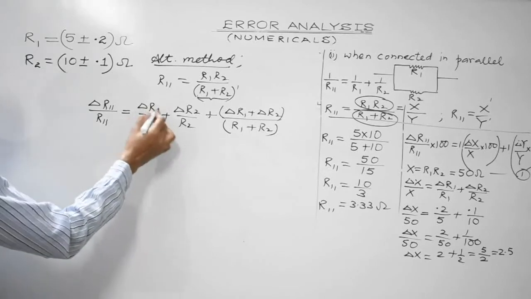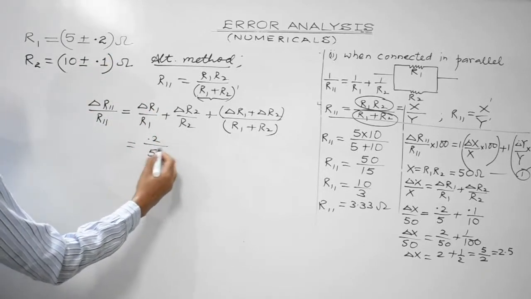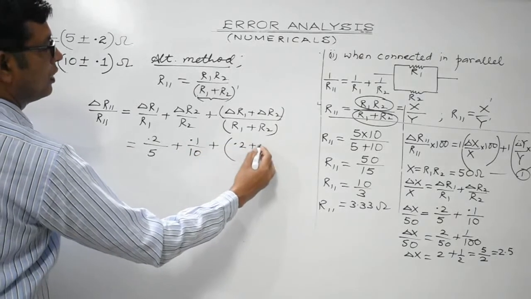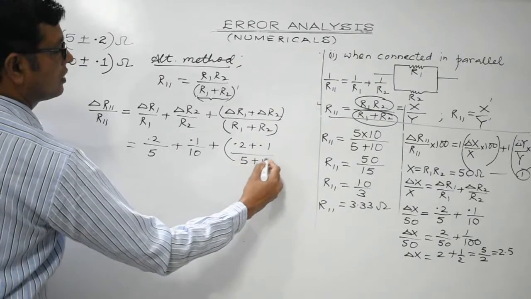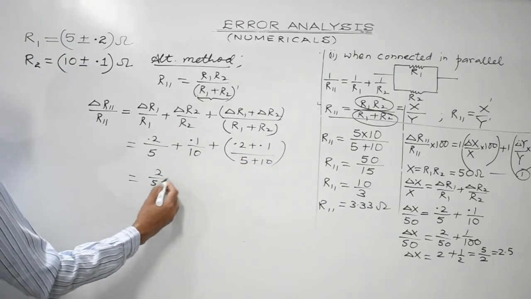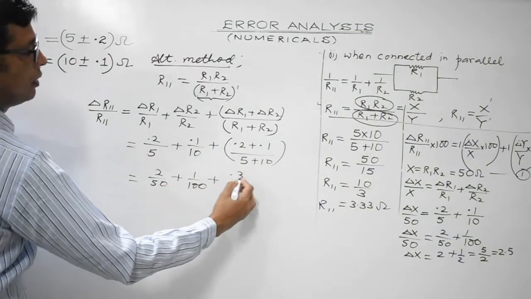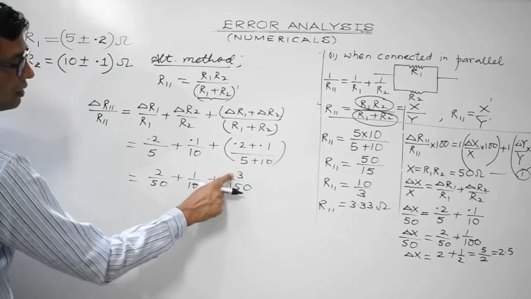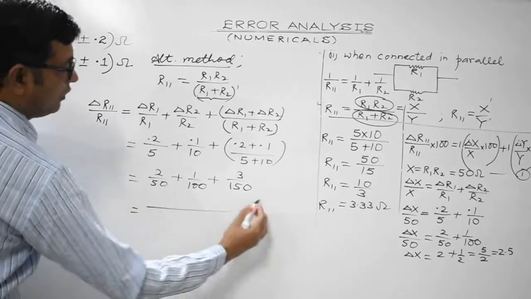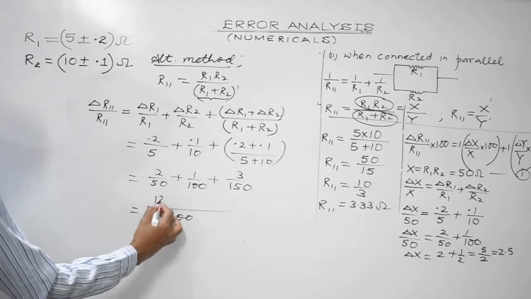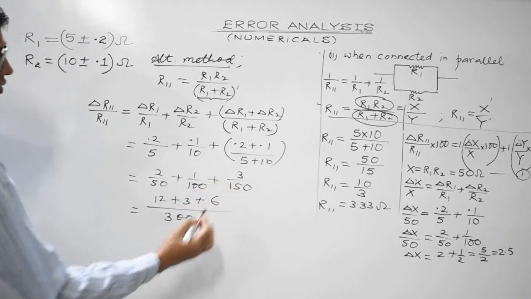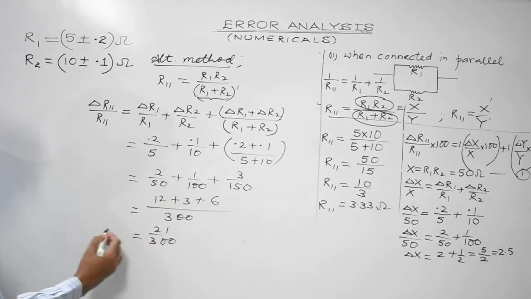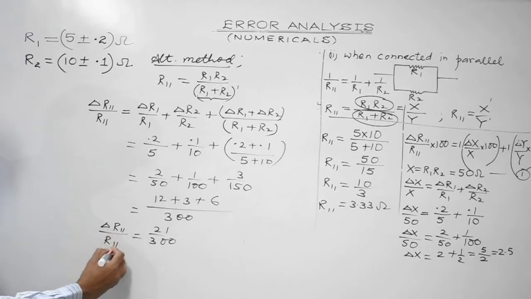Let's do it. So del R1 is 0.2, R1 is 5, plus 0.1 divided by 10, plus 0.2 plus 0.1 divided by 5 plus 10. Let's keep on solving it. So 2 by 50 plus 1 by 100 plus 0.3 by 15, or it can be written as 3 by 150. It can be written in this manner as well. So let's take 300 as LCM. So it will be 12, 3, 6. So what we get is 18, 21 by 300. So this is del R parallel divided by R parallel.